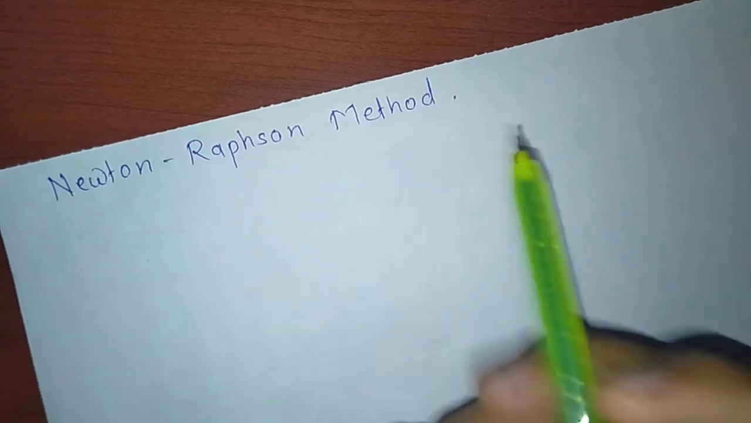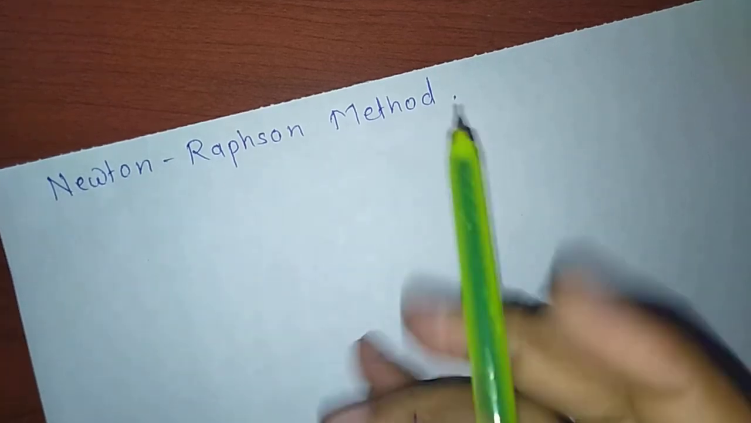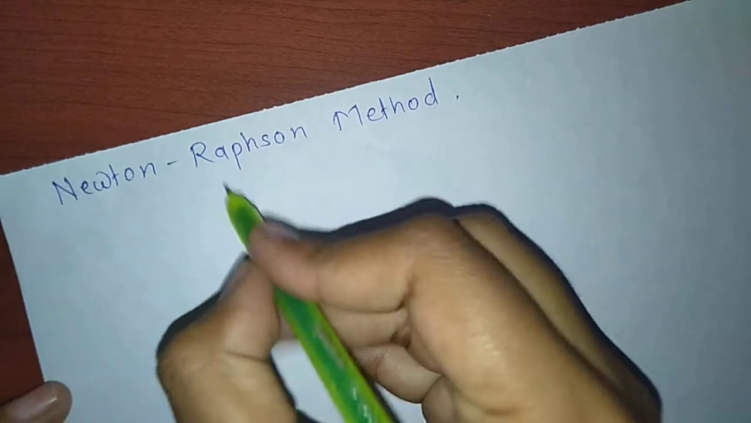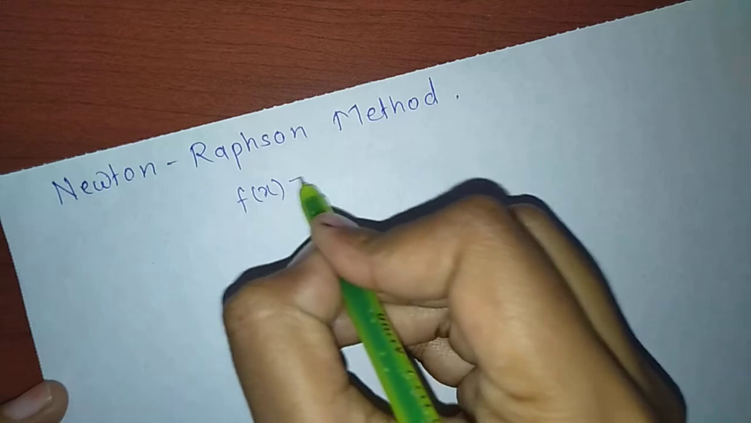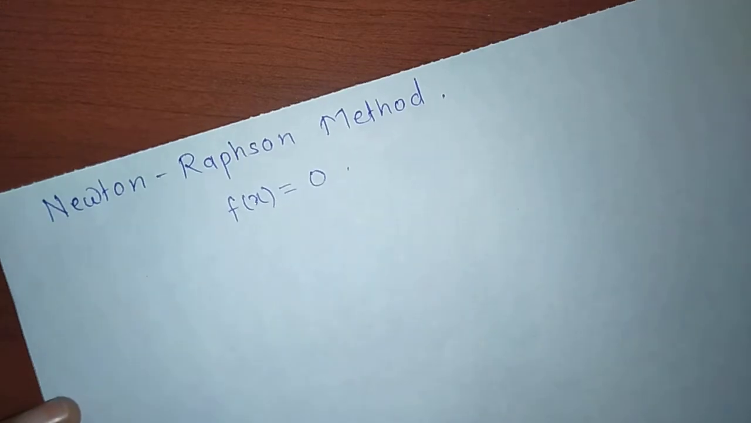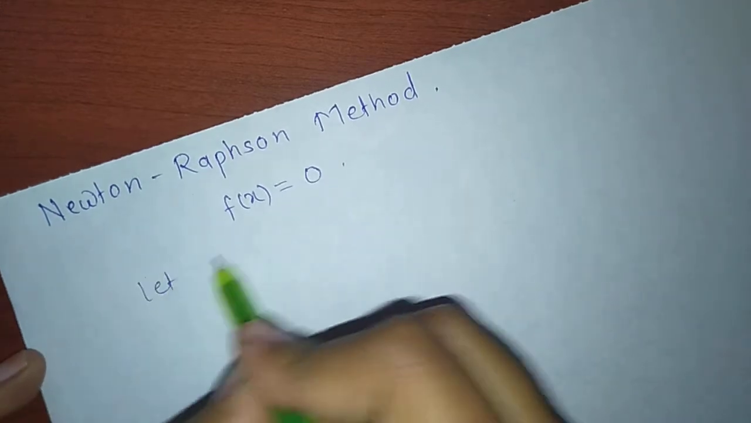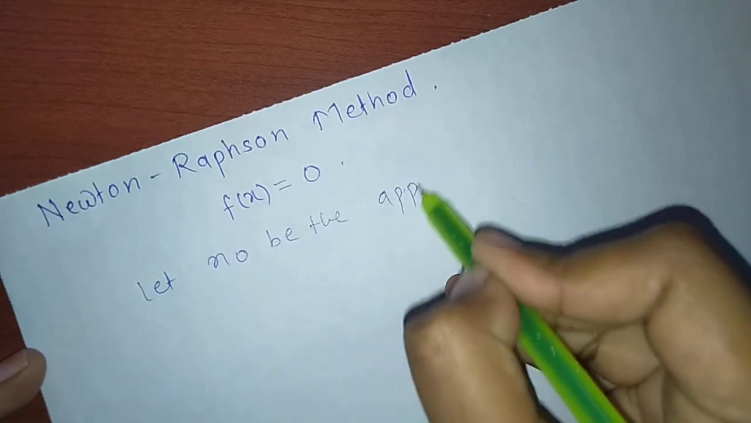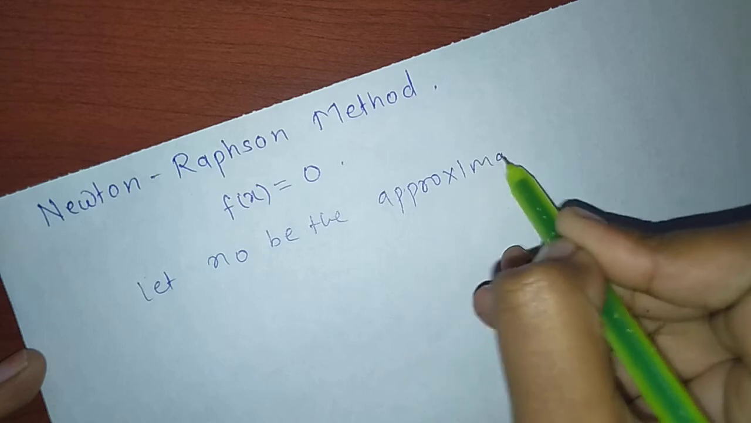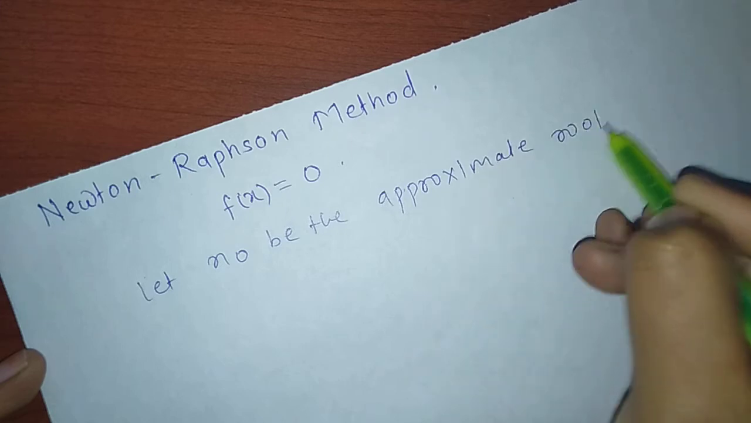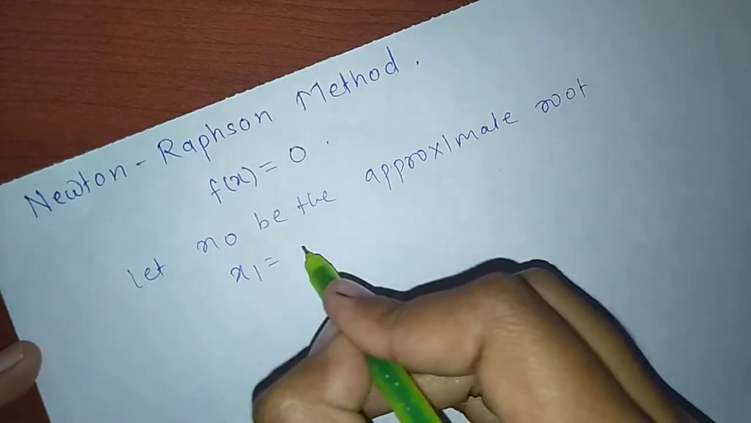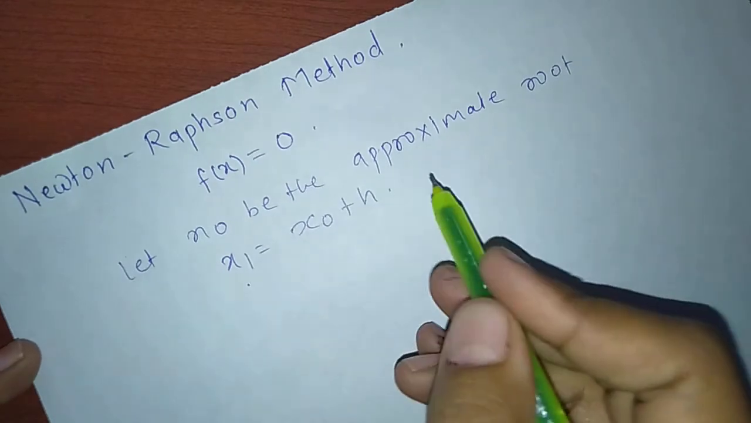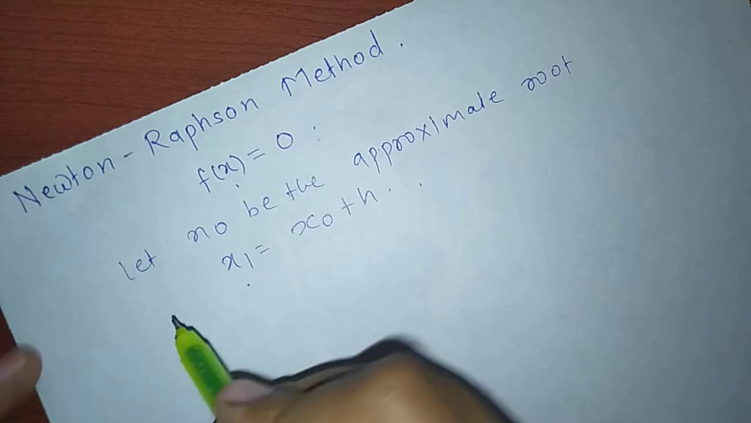Hello students, next method is Newton-Raphson method. This method is also used to find the root of f of x equal to 0. Let x naught be the approximate root and take x1 equal to x naught plus h. x1 is the correct root of f of x equal to 0.